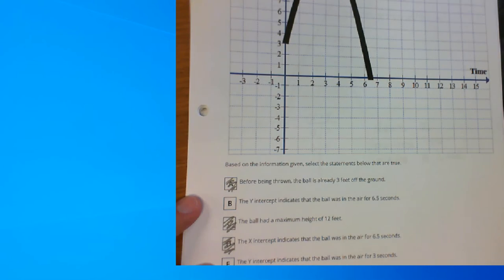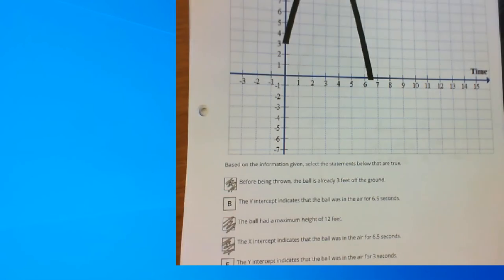At the end of the throw, the ball is on the ground. Yes, it's on the ground right there.